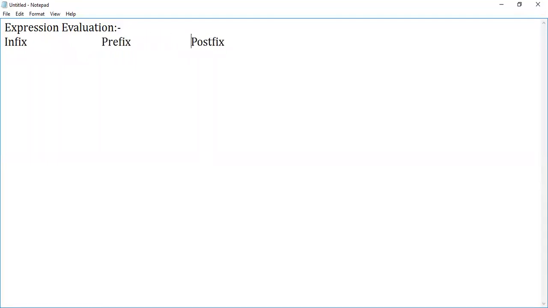They'll ask, given infix, convert to prefix and postfix. We'll see how to convert this one. We'll see how the expression is going to be and how to evaluate these expressions. Guys, keep in mind this concept is very important. If you learn this one, it is an easy scoring area.